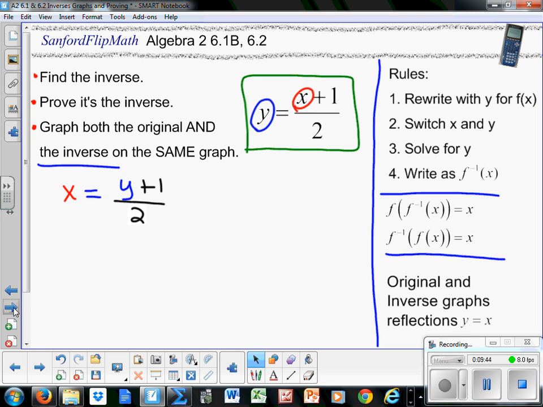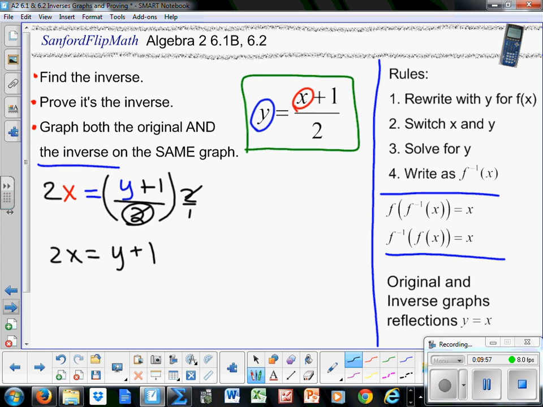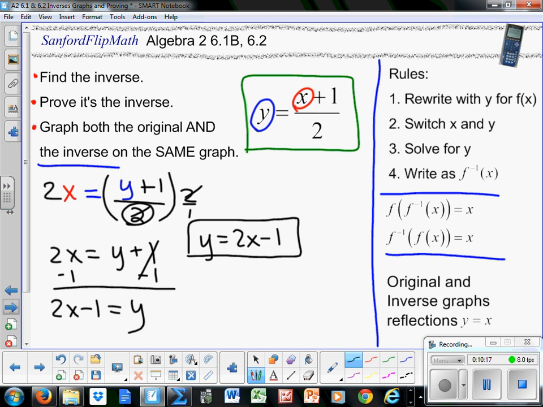We're going to do a little bit of solving now. I am not a big fan of fractions, so I'm going to get the fractions out of here. So 2x equals 2/1, these 2's divide out, so this becomes y plus 1. If I'm solving for y, I can subtract 1 from both sides. Remember, these are not like terms. I know that's going to bug somebody, so I'll write it first and then switch it around. So 2x minus 1 equals y. So the inverse is y equals 2x minus 1. We have just done find the inverse.